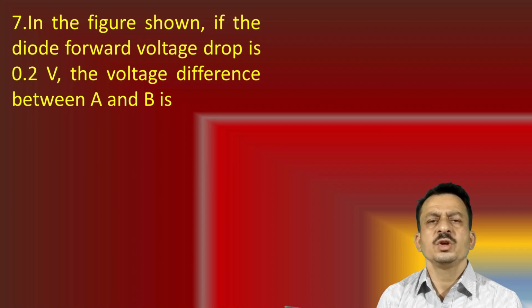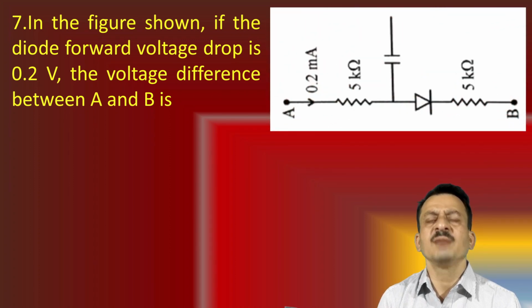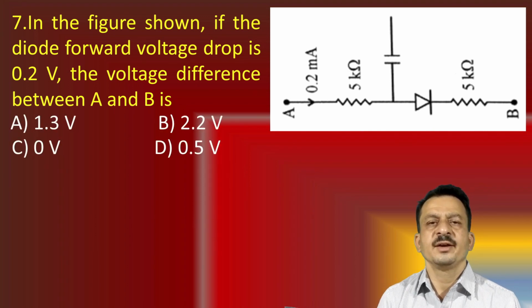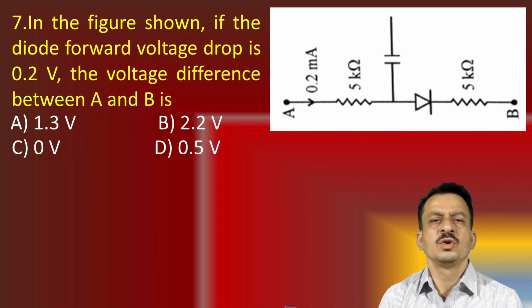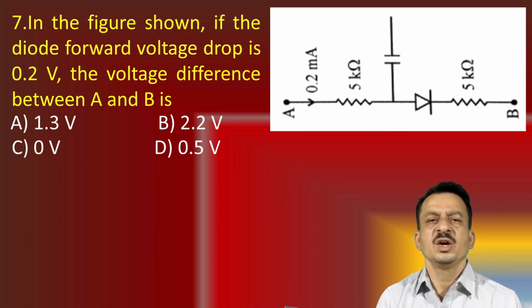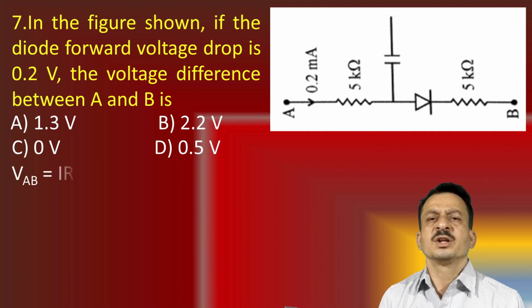In the figure shown, if the diode forward voltage drop is 0.2 volts, the voltage difference between the A and B terminals, the circuit is as shown in the diagram. We have to work out what is the potential difference across A and B. Options are A 1.3 volts, B 2.2 volts, C 0 volt and D 0.5 volts. Let me look at the diagram.